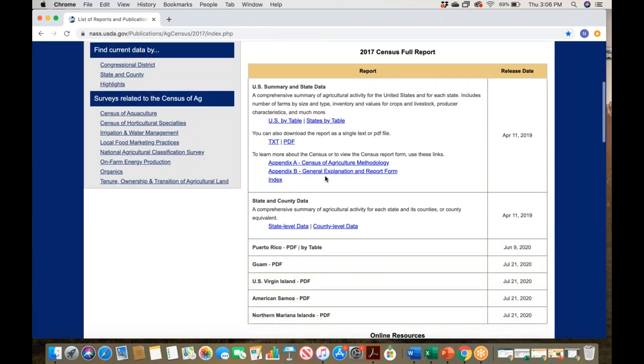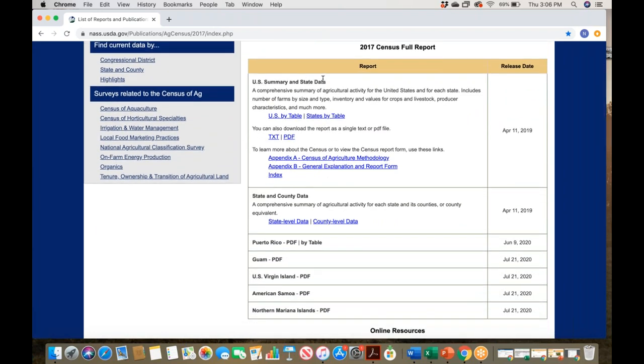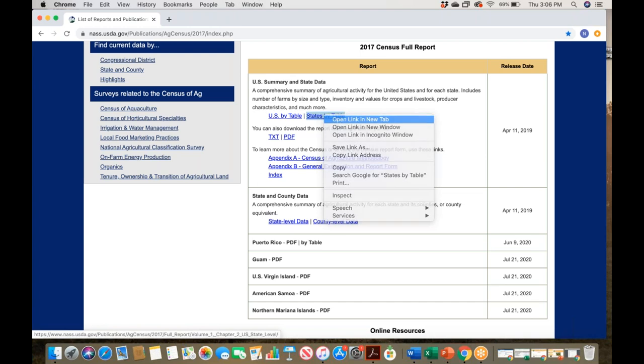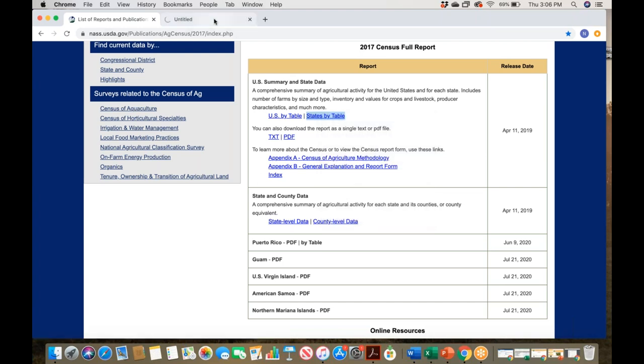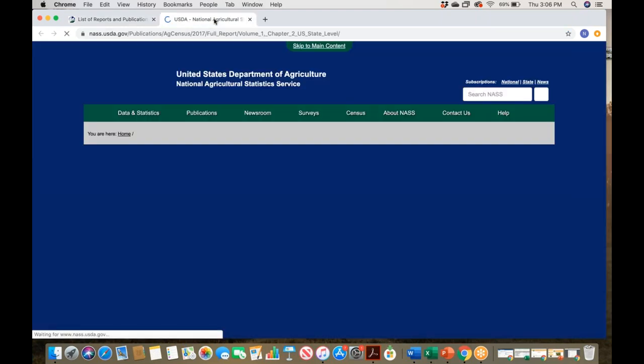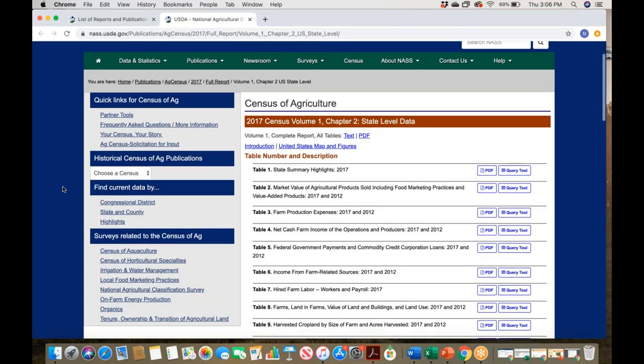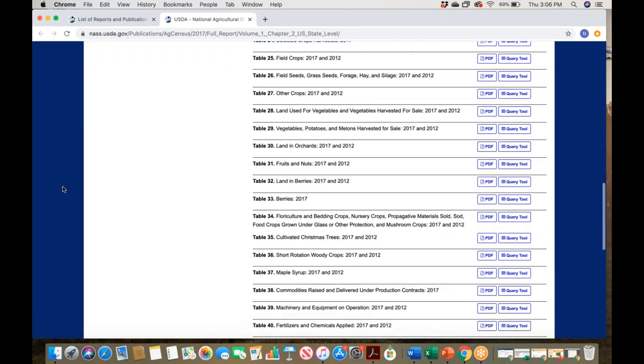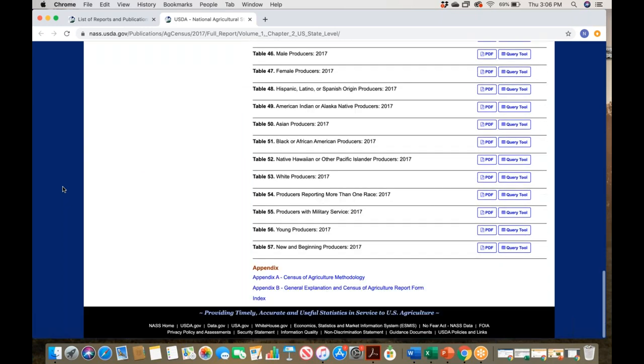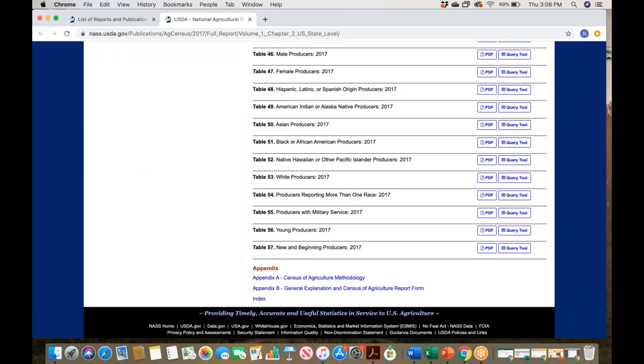The first thing you're going to see is U.S. summary and state data. They always provide things in multiple ways. So there's a U.S. by table or states by table. Let's just open it up, see what this looks like. All right, when we get to the state level data, there are so many tables. I'm just going to scroll to the bottom to tell you how many, 57 tables are available here.